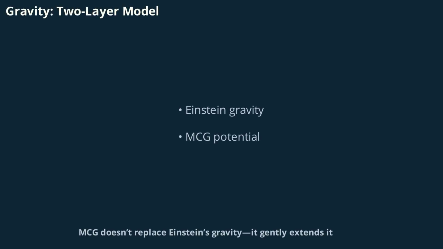MCG doesn't replace Einstein's gravity, it gently extends it. Think of gravity as having two interacting layers: the familiar Newtonian-Einstein potential, phi, sourced by mass, and the new MCG potential, phi, sourced by structured vacuum energy. The total gravitational potential is phi equals phi plus phi. In regions where the vacuum is highly structured, like storms, plasmas, or dense water columns, phi adds a fine structure to gravity and time dilation, while in ordinary conditions, Einstein's gravity dominates.